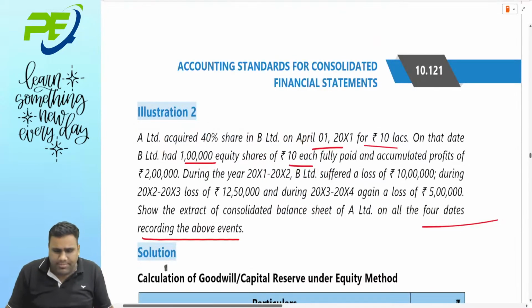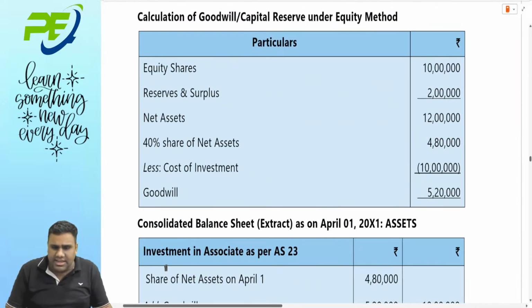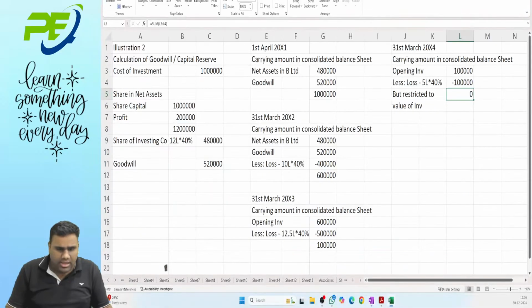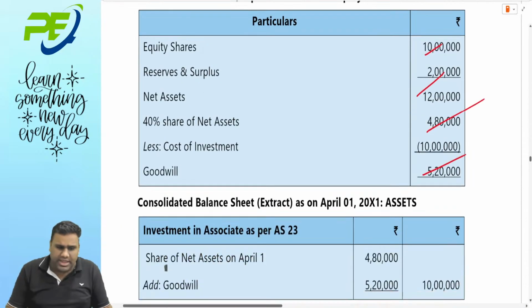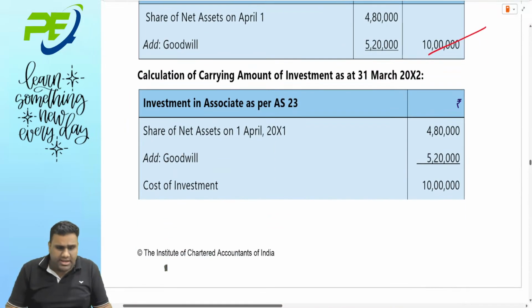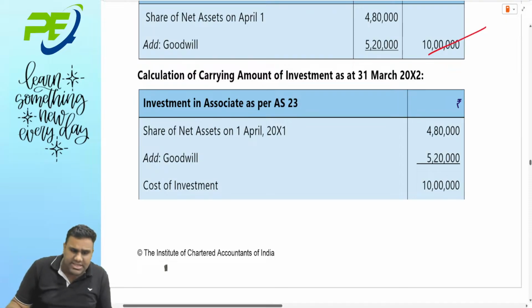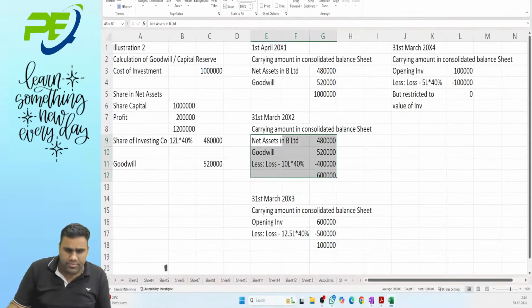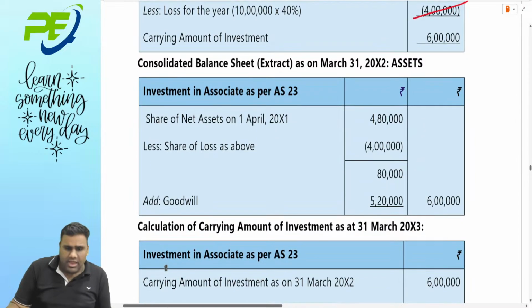Now the presentation is slightly different. Let's see that 10 to 2. We also got 480, 520. Firstly, on the date of acquisition, we have also shown it the same way. Next, on the balance sheet date, share of net assets, goodwill, cost, and we have subtracted the loss. Same. Yes, okay, one second.